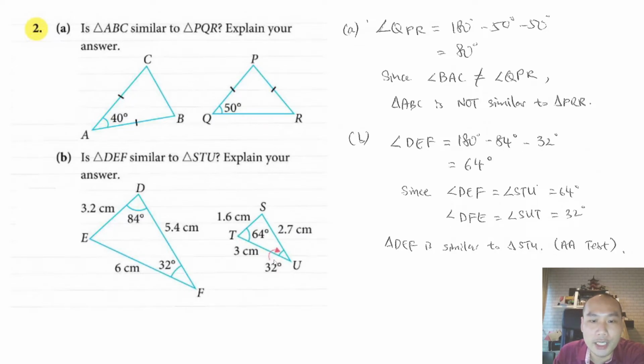And then we can check the other one, DFE. DFE is 32 degrees. Does it match up with SUT, which it is supposed to match? Yeah, both are 32 degrees. Successful. We have a pair of corresponding angles that are the same. Therefore, triangle DEF is similar to triangle STU due to the AA test. For the AA test we just need two angles, because if we have two angles, actually all three angles of a triangle are going to correspond properly, right?